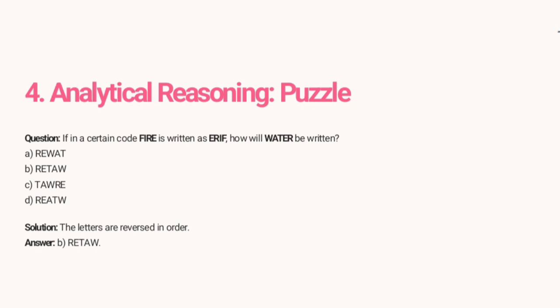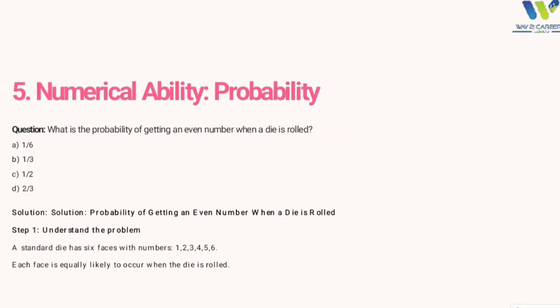So it's not rocket science, just applying common sense, right? The next one is a question from numerical ability, that is probability. Guys, probability is one of the most important topics in campus recruitment training or tests. So what is the probability of getting an even number when a die is rolled or thrown? We know the dice, right? We throw the dice while we are playing. So he is asking this question.